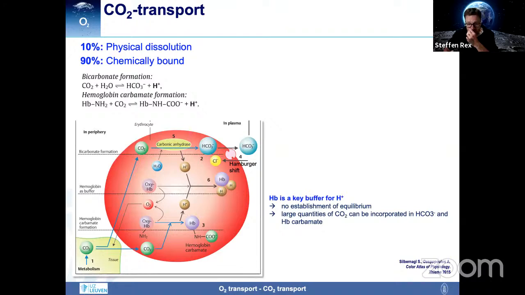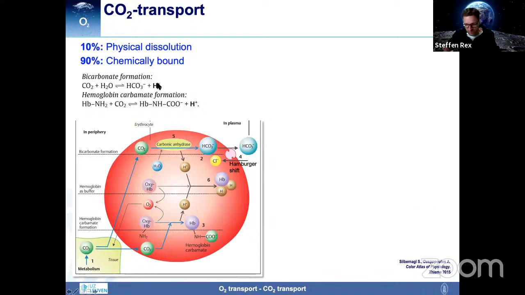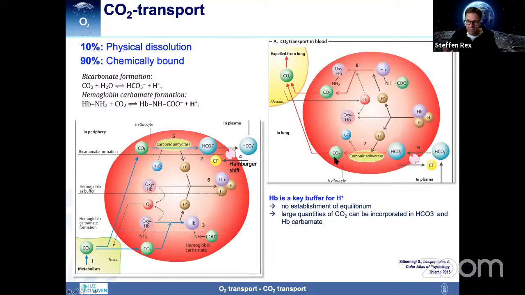And now we have a very elegant trick of the body, because hemoglobin is a very important buffer for protons. So that means that in these reactions, there will never be an equilibrium, because all these protons are buffered away. If you remove the protons from these reactions, then the reaction will go on endlessly. So that means that large quantities of CO2 can be incorporated in bicarbonate and hemoglobin carbamate. The same is then the other way around. Once the erythrocyte reaches the lungs, the CO2 concentration decreases, and then the reactions turn around.